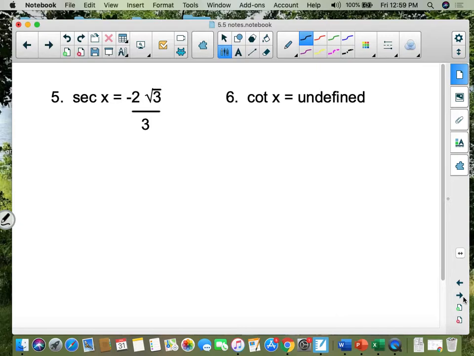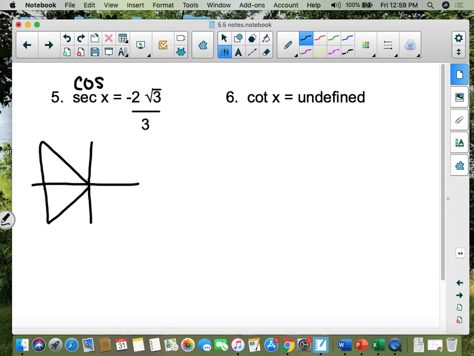Okay, let's do the secant of x equals a negative 2 square root of 3 over 3. I draw myself a picture. Secant is the reciprocal of cosine. I'm looking for all my spots where my cosine is negative. All students, that's just positive for the sine. That means the cosine's negative in this quadrant. That's also negative in that quadrant because tangent is the only one that's positive in this one, right?